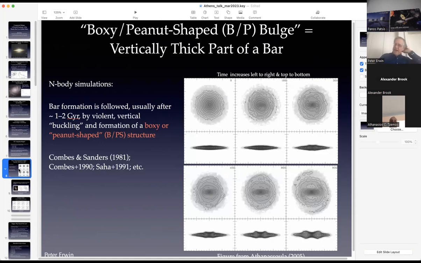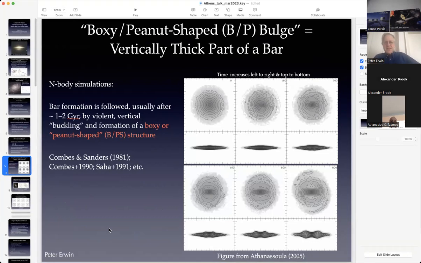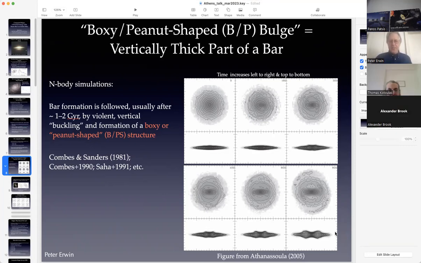These have been recognized in real galaxies and in simulations as the vertically thickened inner part of a bar. So if you form a bar, then after about 1 or 2 gigayears, this is a simulation from Athanassoula 2005. You have top-down views in the upper panels, and then in the lower, smaller panels, you have the edge-on view. And the bar goes through a vertical thickening process, often a violent buckling. And you end up with, in the lower right, something which looks kind of like a double peanut shell. You see it from the side on.